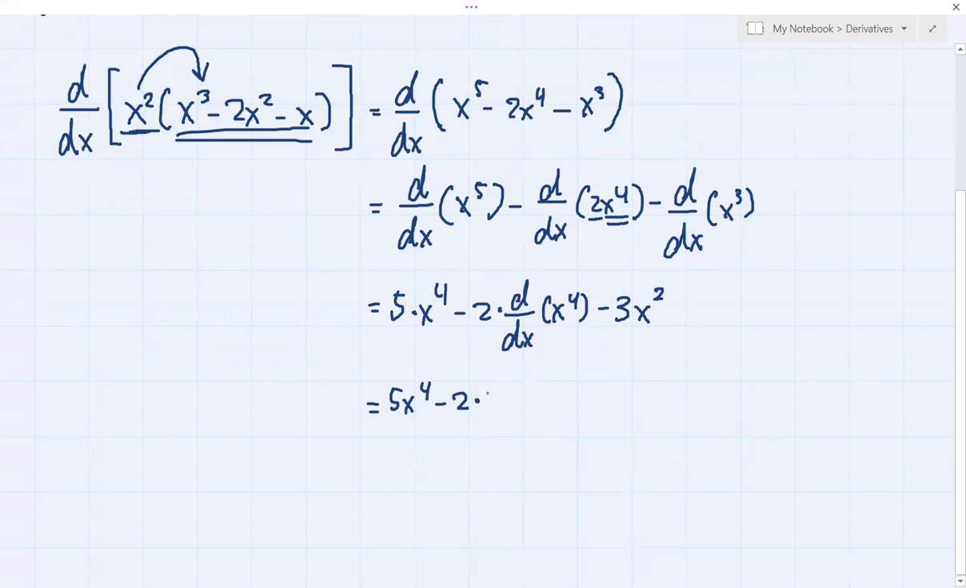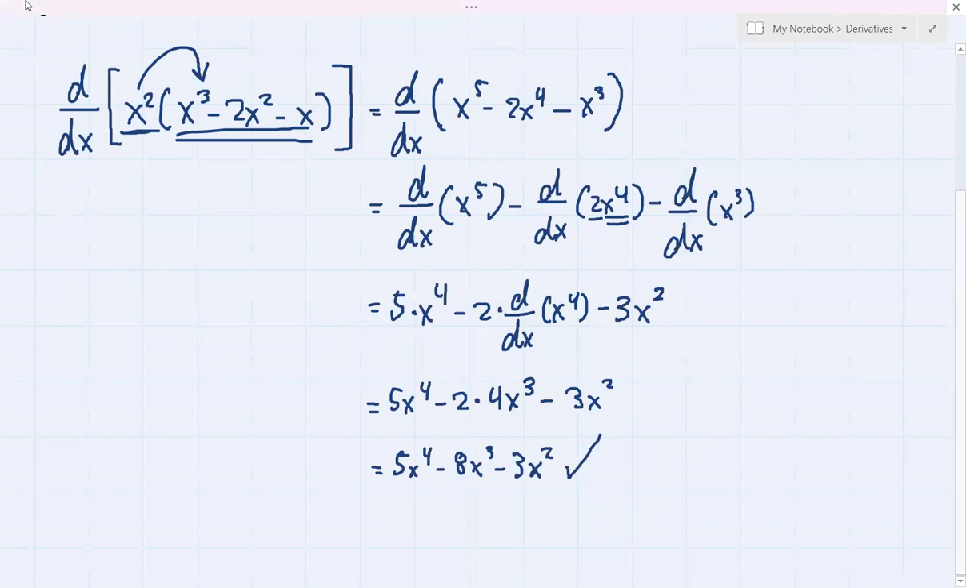So, power rule pa rin tayo. So, magiging 4. Then, copy the given. Then, subtract mo yung exponent by 1. So, 4 minus 1 is 3. Okay? Minus 3x squared. Ayan. So, simplify na natin to. We have 5x raised to 4 minus 2 times 4 is 8x cubed and minus 3x squared. So, we can now have our final answer.